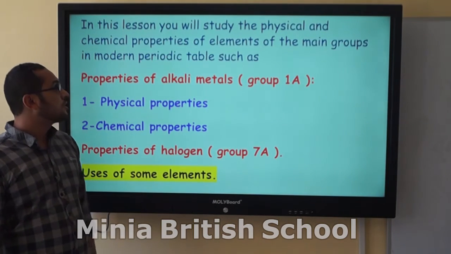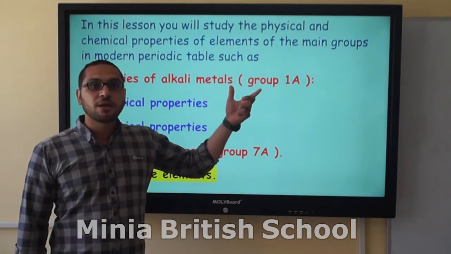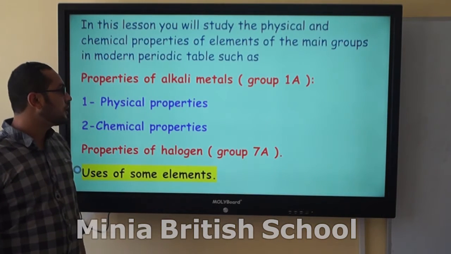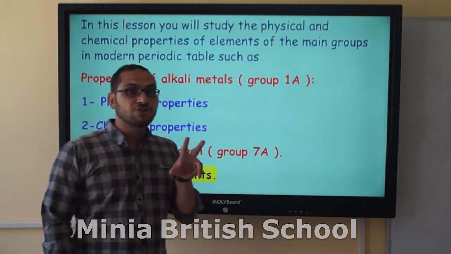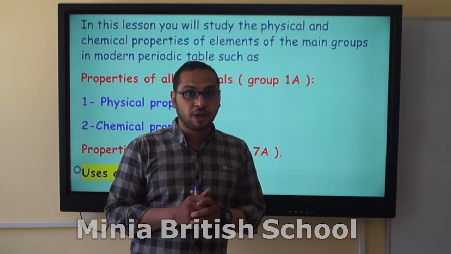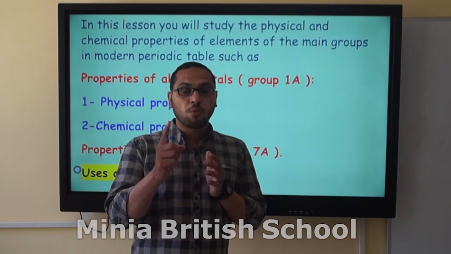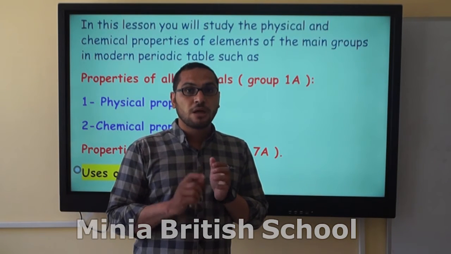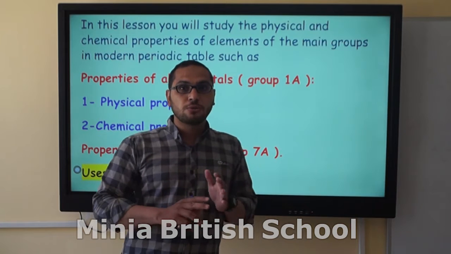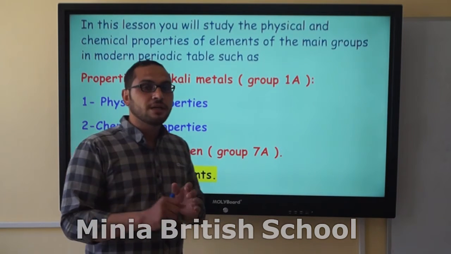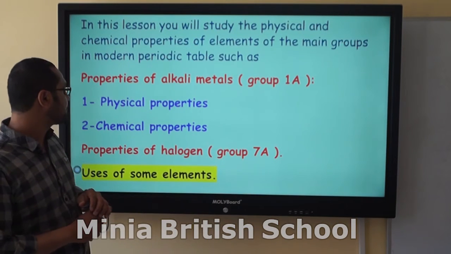Chemical properties of elements of the main groups and the modern periodic table. We will study two groups. First one, alkali metals in group 1A, and second, halogens in group 7A or group 17.